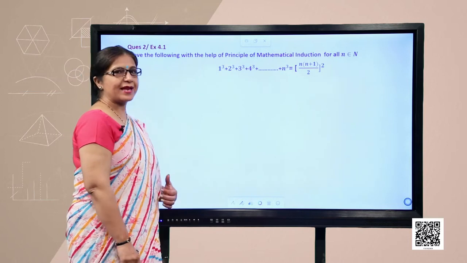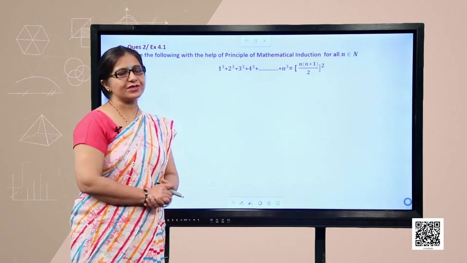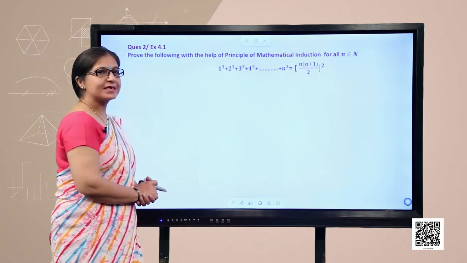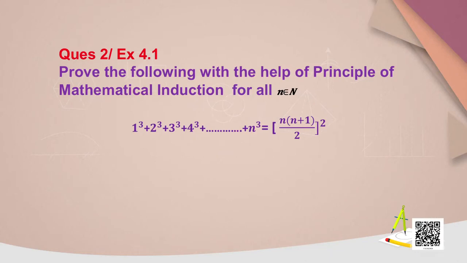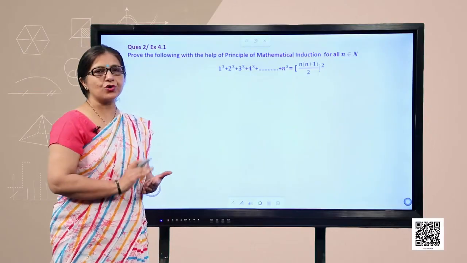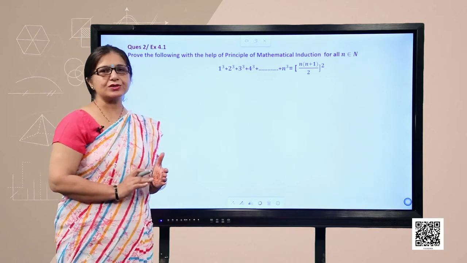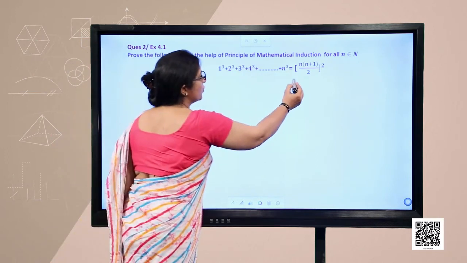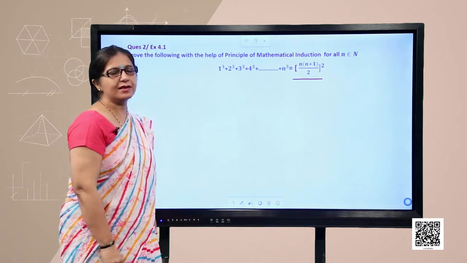Now, with the help of an example, we will understand the process of mathematical induction to prove any mathematical equation or statement. Here it is question number 2 of your exercise 4.1 NCERT. Prove the following with the help of principle of mathematical induction for all n belonging to natural numbers. Here we are given the statement that the sum of cubes of natural numbers is equal to n into n plus 1 by 2 whole square. We need to prove this by using mathematical induction.